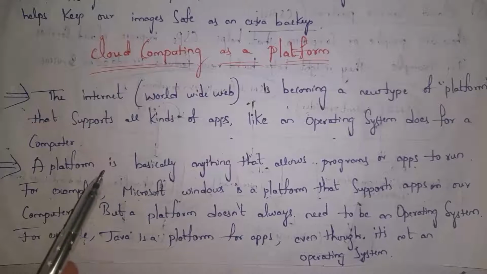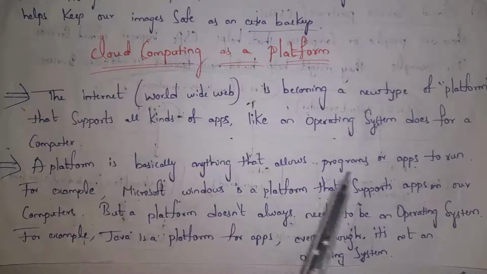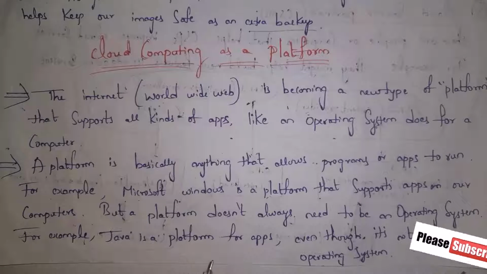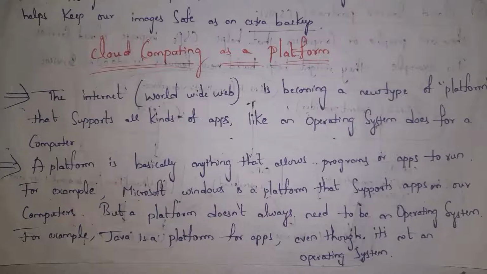A platform is basically anything that allows programs or apps to run. For example, Microsoft Windows is a platform that supports apps on our computer. But a platform doesn't always need to be an operating system. For example, Java is a platform for apps, even though it is not an operating system.